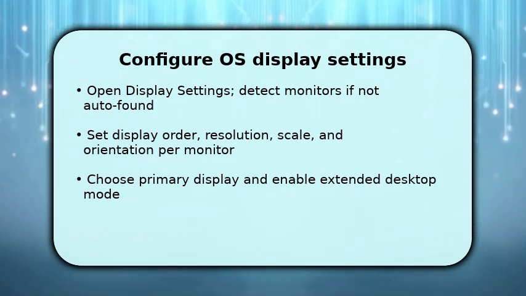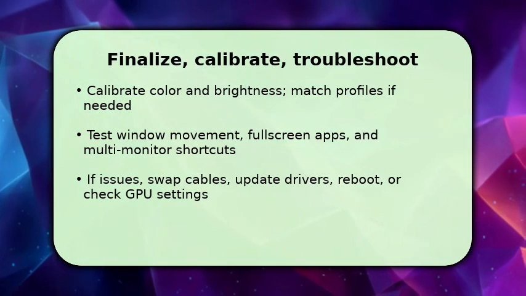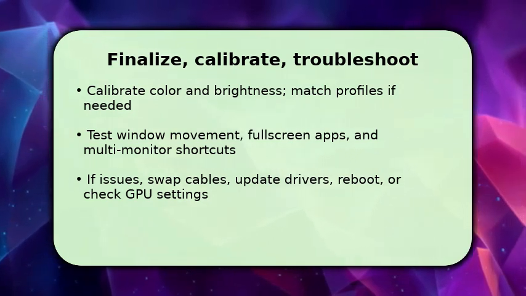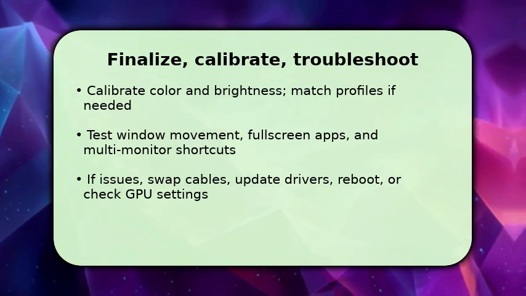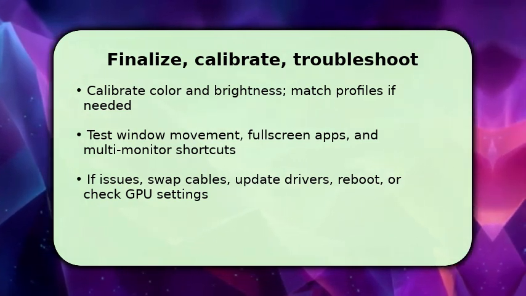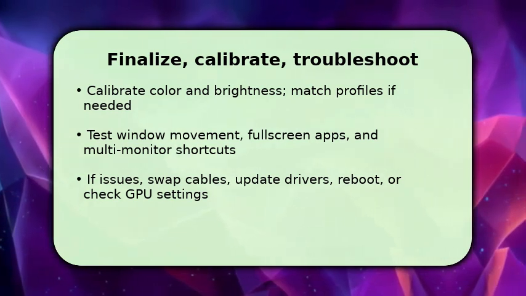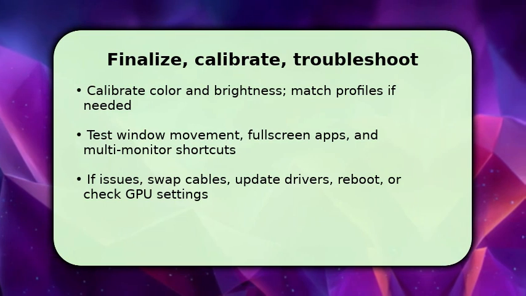Finish by calibrating color, brightness, and scaling so both screens feel consistent. Use built-in calibration tools or simple brightness matching. Test moving windows, dragging a video full screen, and keyboard shortcuts like Windows key plus arrow keys or Mission Control on Mac. If something fails, start troubleshooting.